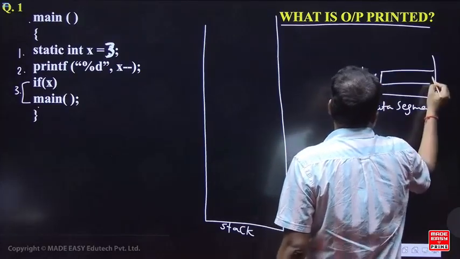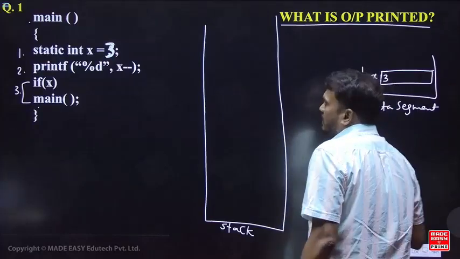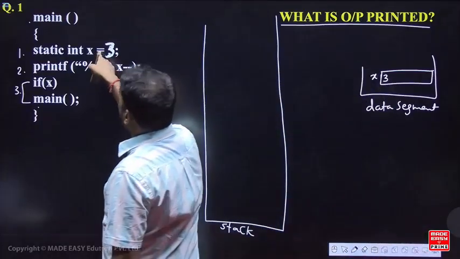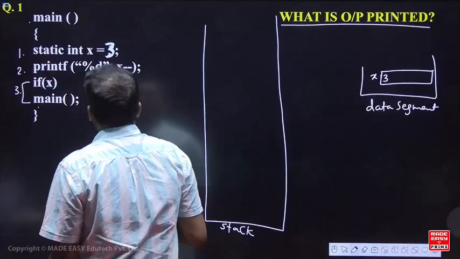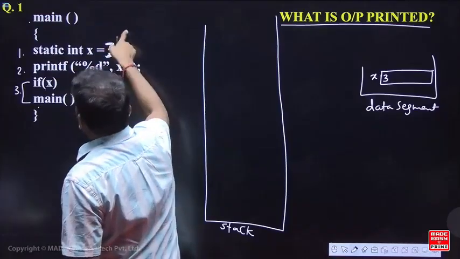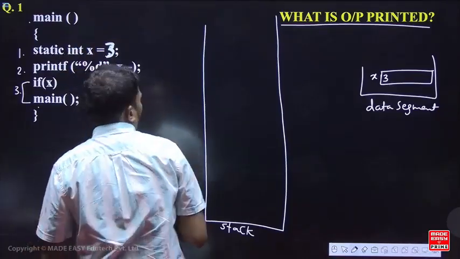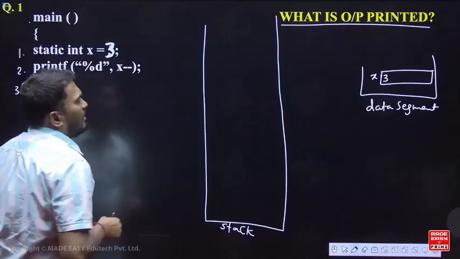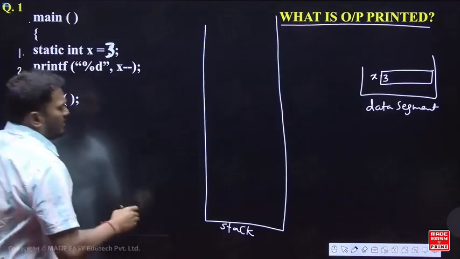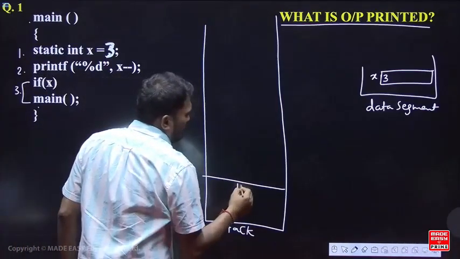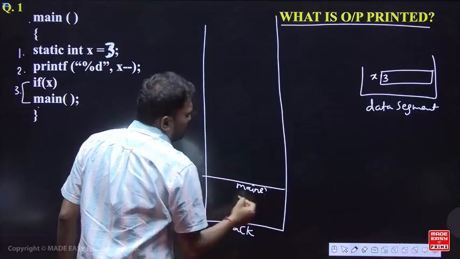Now tell me, x is initialized with what? 3, right? Equal to means initialization, declaration along with assignment, that is initialization. Now first, the main function will be pushed into the stack. Look here, first the main function will be pushed into the stack.